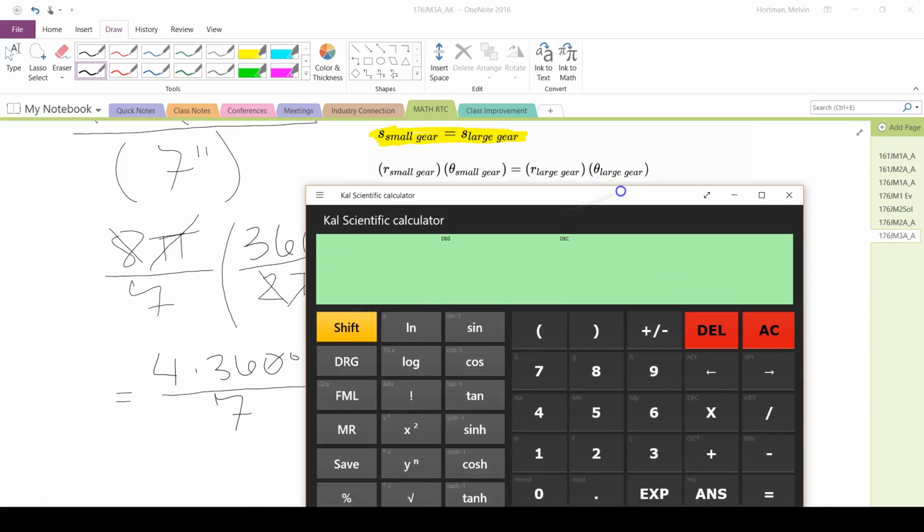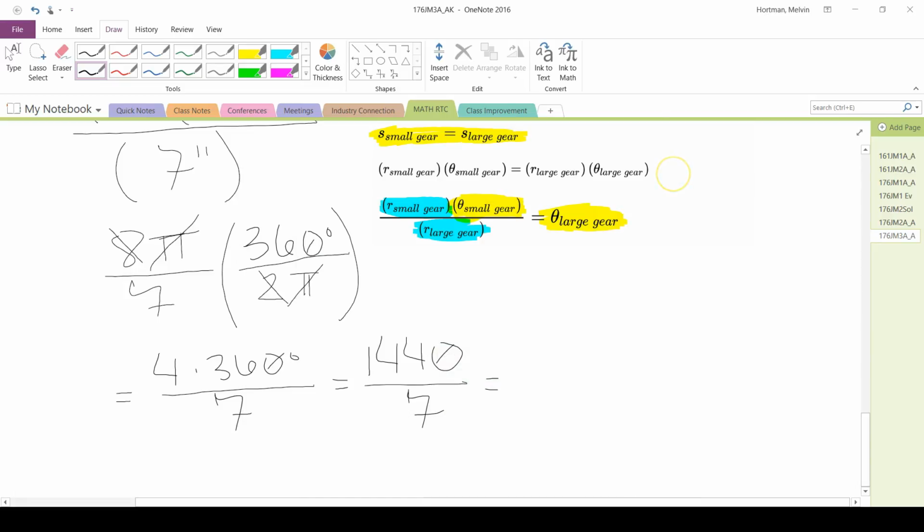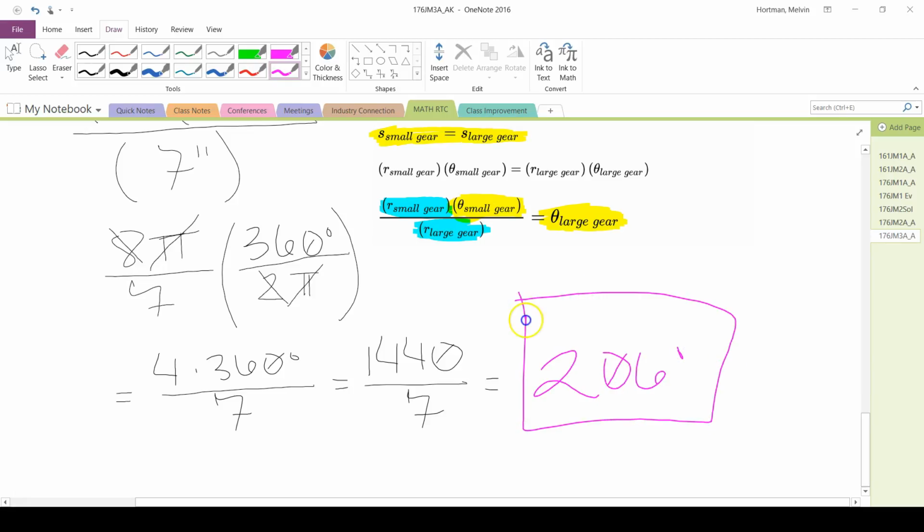Let's see what that is. So 1040 divided by 7 equals 205.7. We round to the nearest degree. We get 206 degrees. So for every full rotation that the small gear goes, the large gear goes 206 degrees.